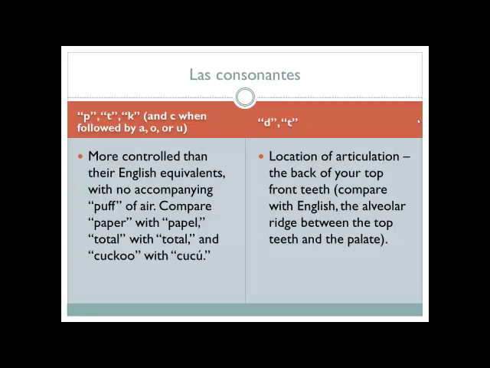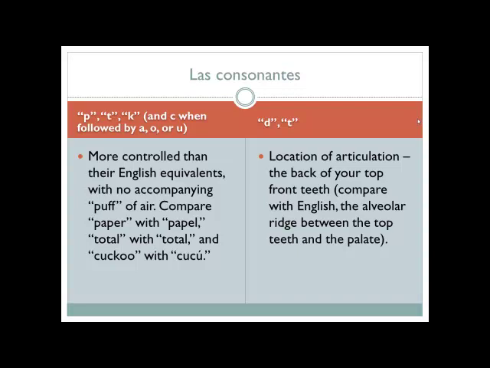Las consonantes. So a few important notes about Spanish consonants. The first is P, T, and K, or P, T, K, and C, when it's followed by A, o, or u. These are more controlled than their English equivalents, with no accompanying puff of air.